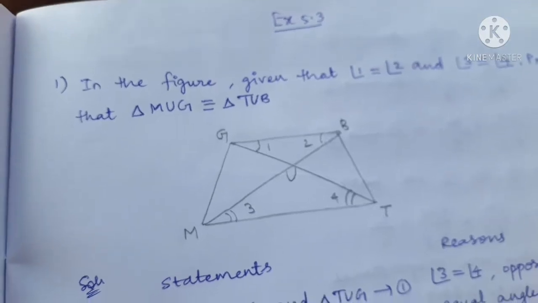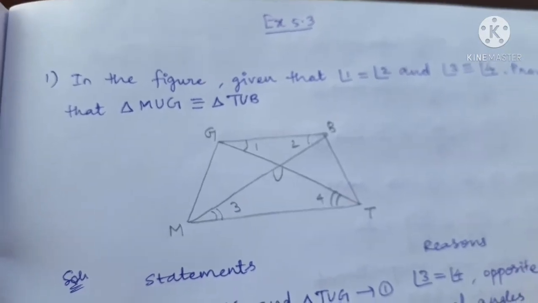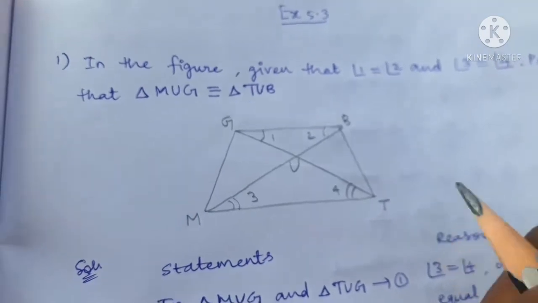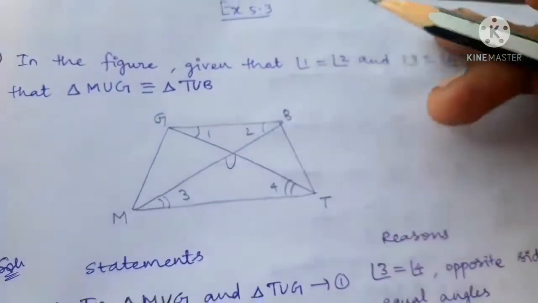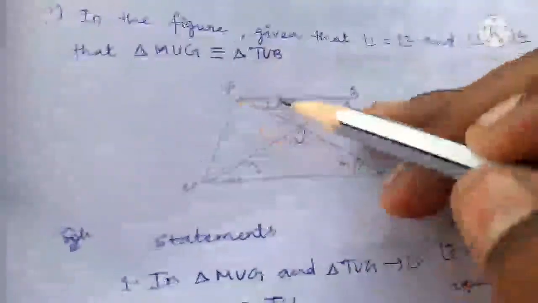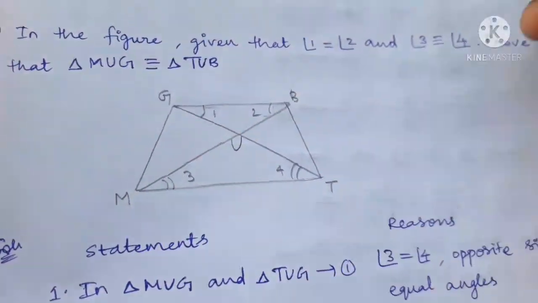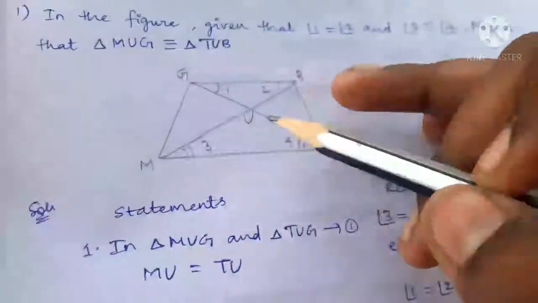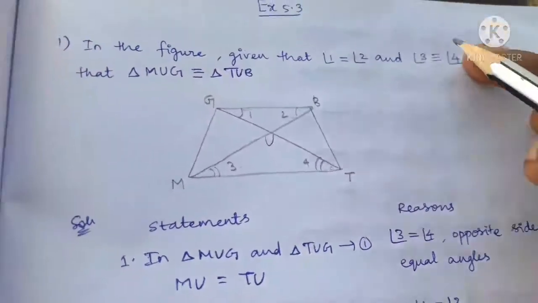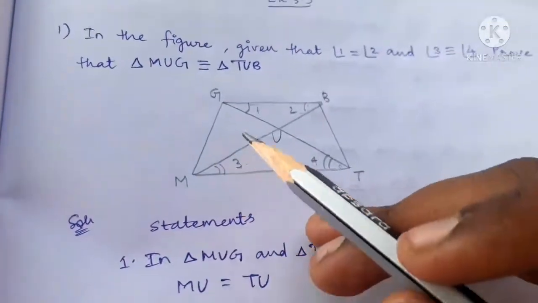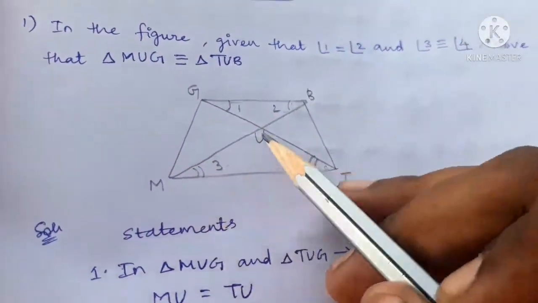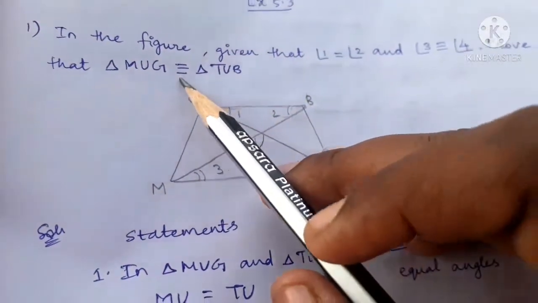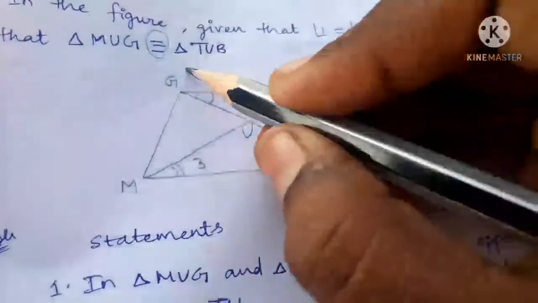Good morning, students. So, our today's exercise is 5.3, and the first question in this is in the figure given that angle 1 equal to 2. See, it is given angle 1 equal to 2 and also angle 3 equal to angle 4. Okay, so we have to prove that triangle MUG is congruent. This symbol is known as congruency.